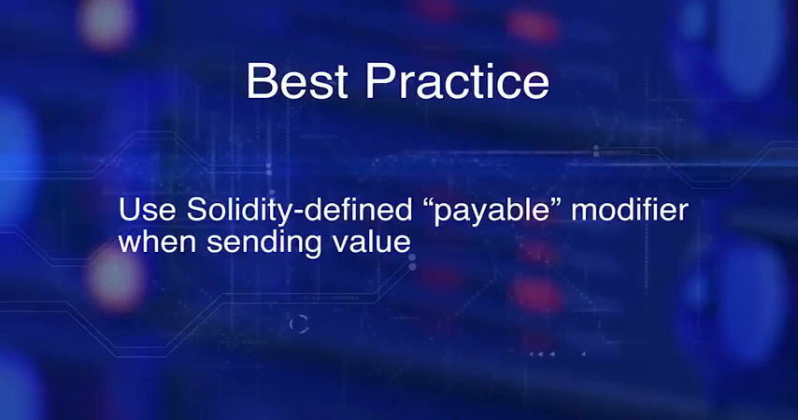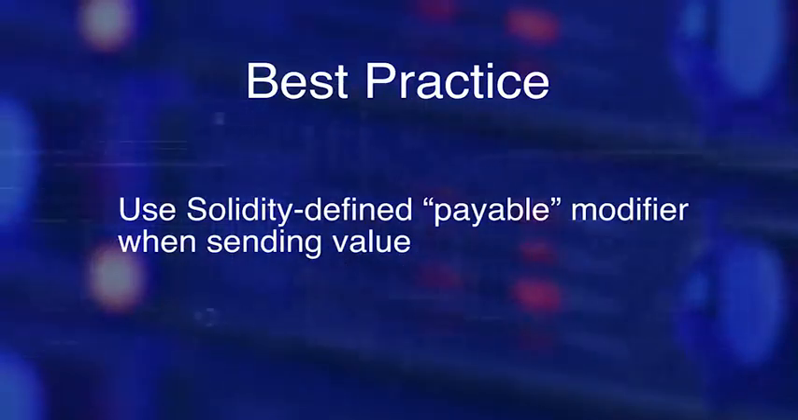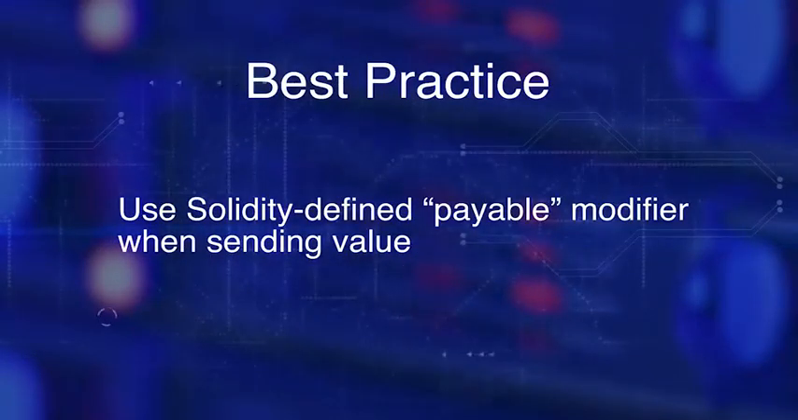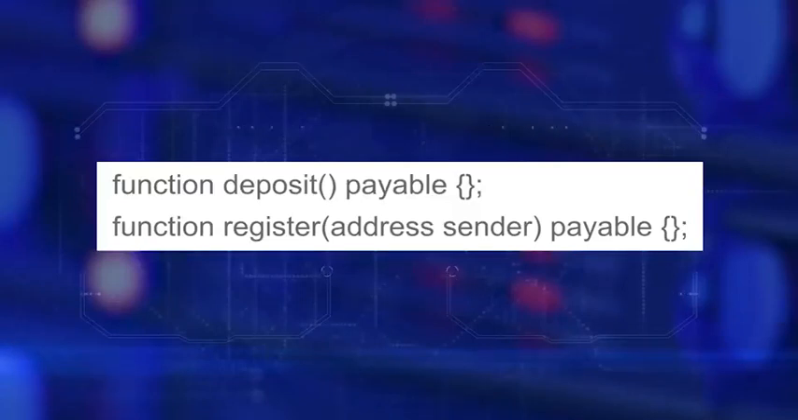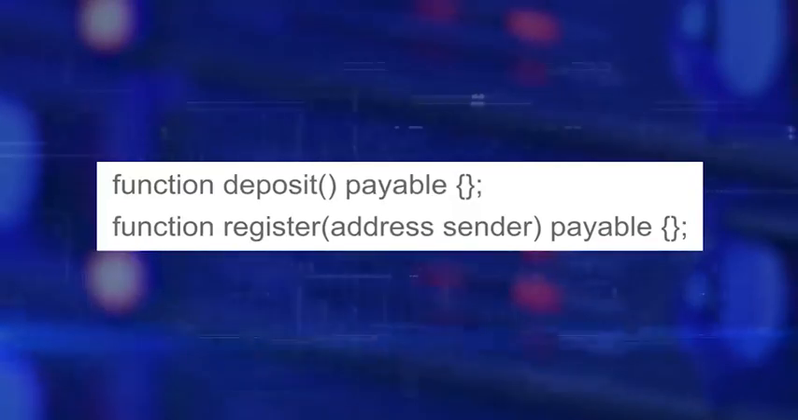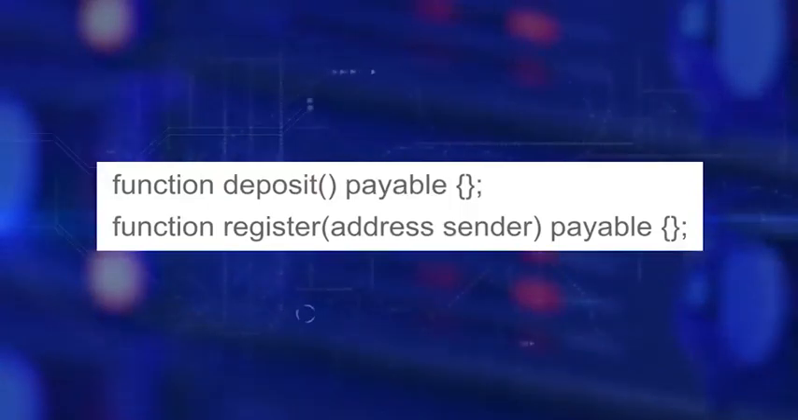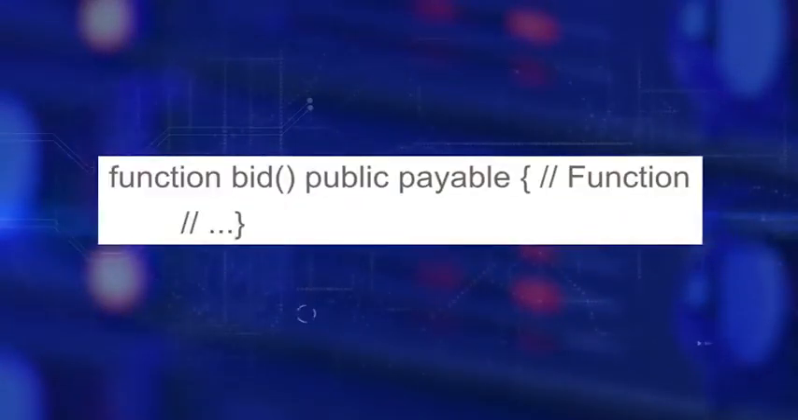Use the Solidity payable modifier when sending value. Only through payable functions can an account send value to another address. Payable is a reserved keyword. You may use payable as an addition to an existing function. In the following example, the bid function is to bid for an auction item.